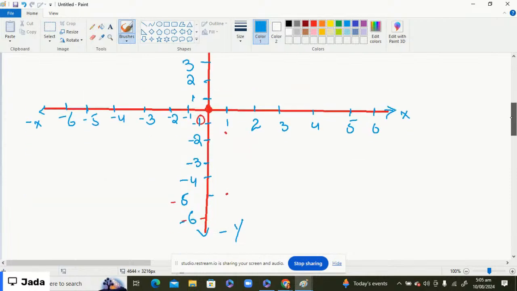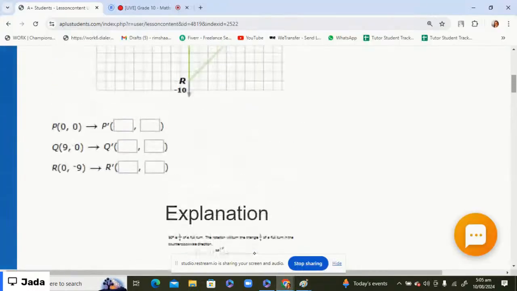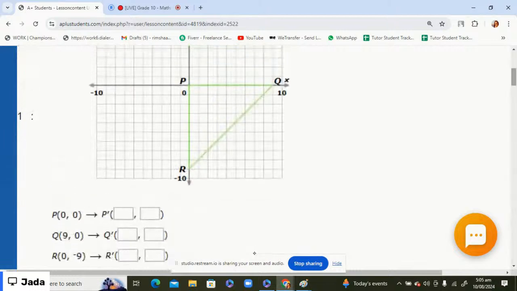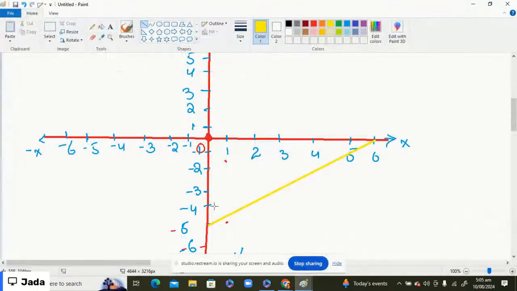So here is your question, for example, if the graph line is on there. Let me just check it out. For example, this one. What is this point? So this point is 6 and 0. What is this point? 0 and negative 5. This point is 0 and 0.